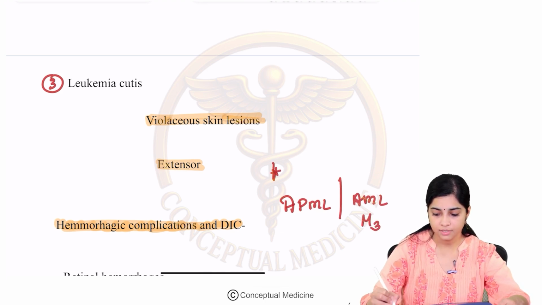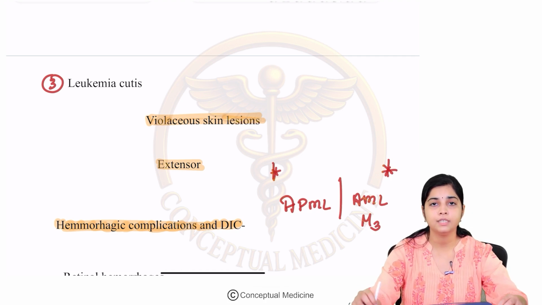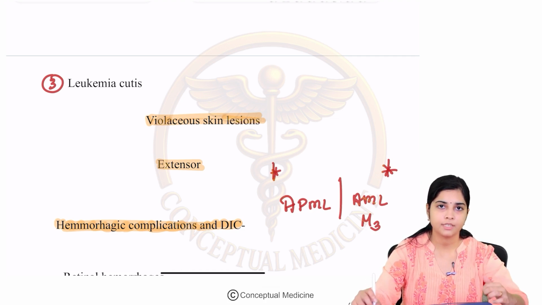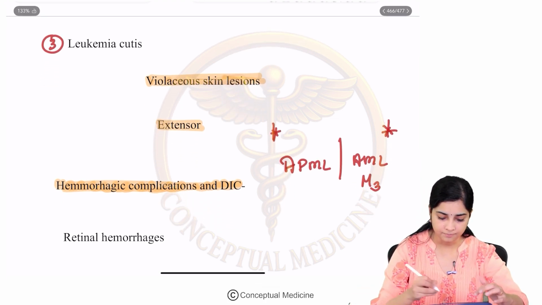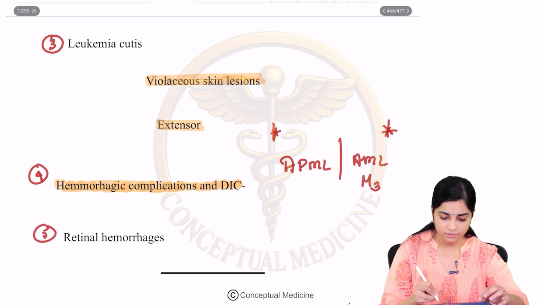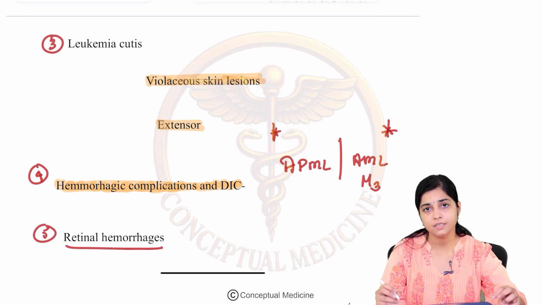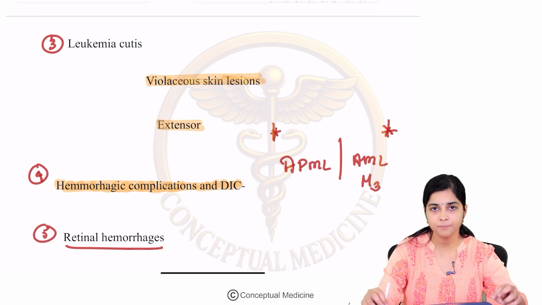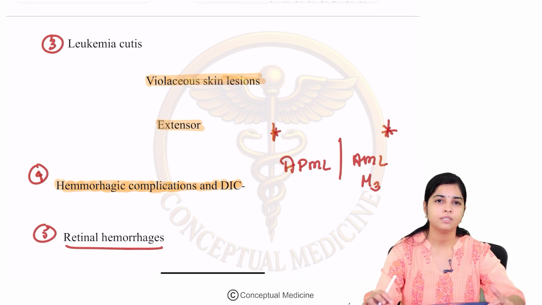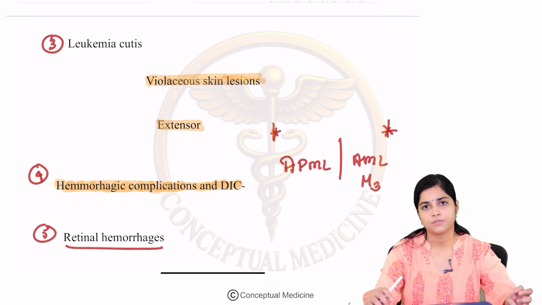Very, very important, right? So gum hypertrophy, dental abscesses: AML M4, M5. APML or AML M3 is associated with hemorrhagic complications and DIC. Then AML can also involve the eye. It can result in retinal hemorrhages. Okay, fine. So this is about the myriad clinical manifestations of AML.